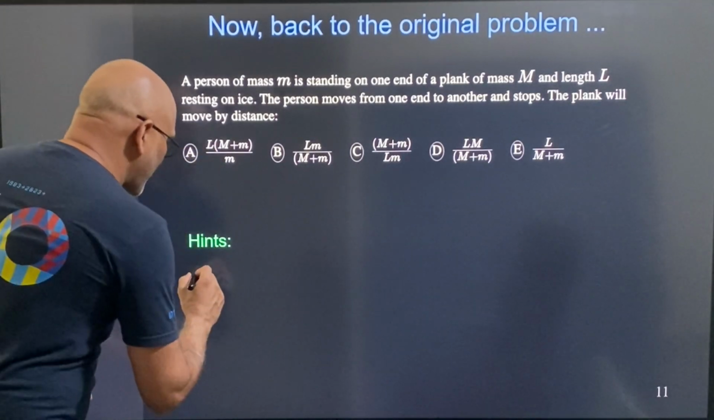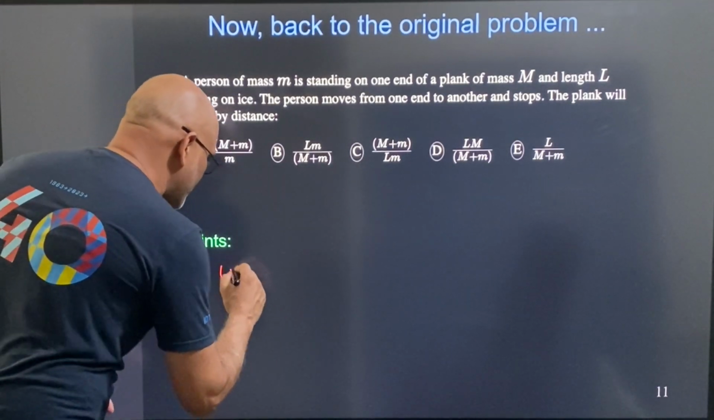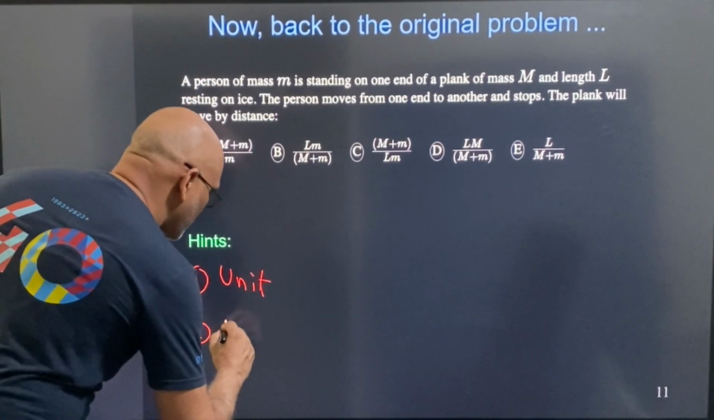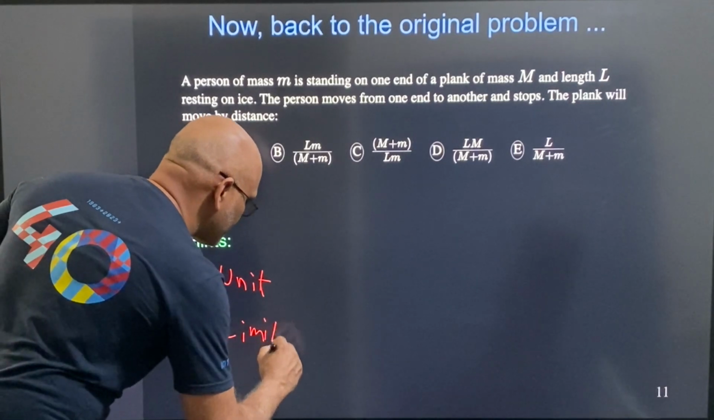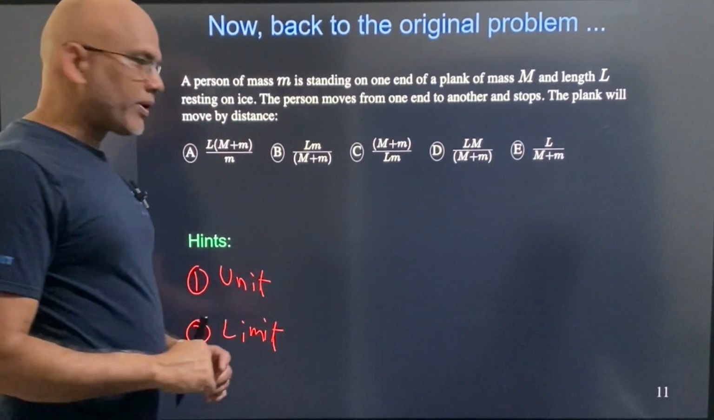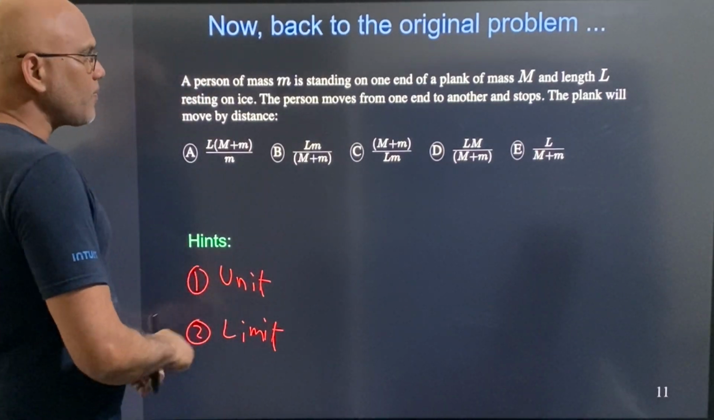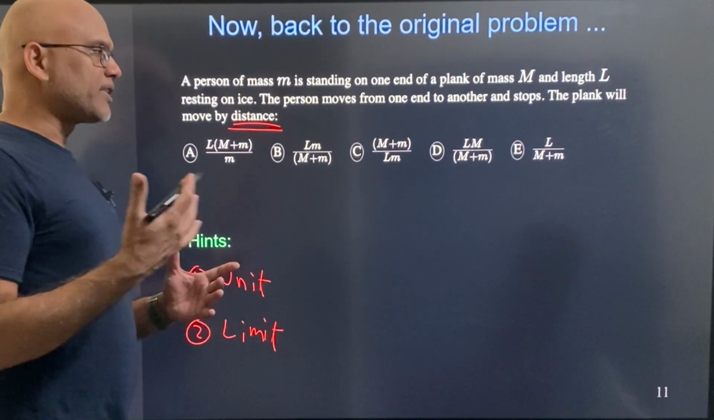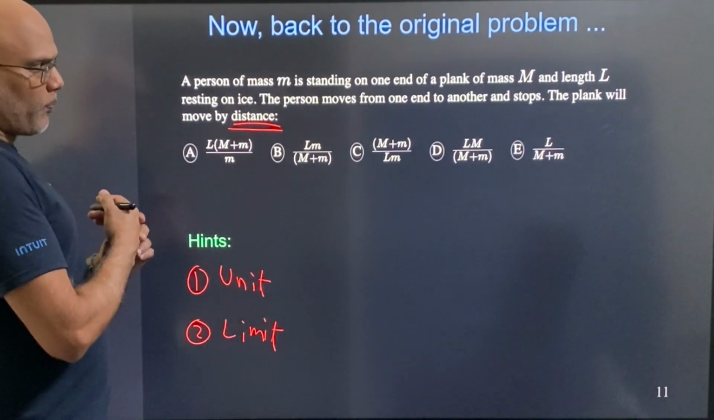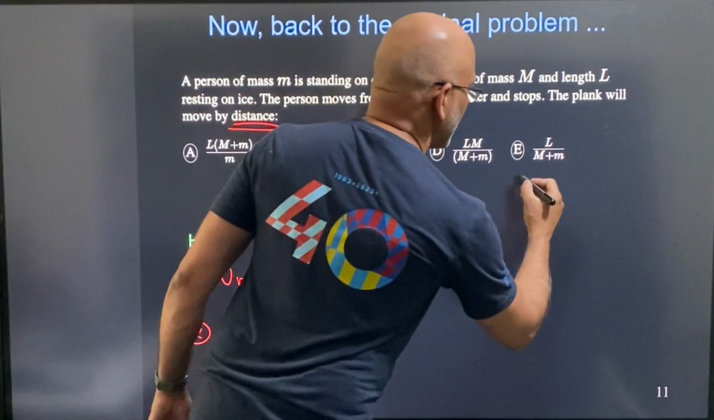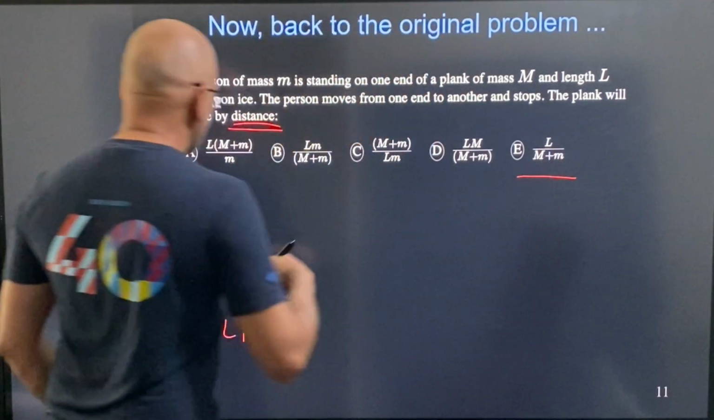So I had given you two hints. One was to look at the unit, and second was to think about the limit, right? When the mass goes to 0. So let's first take a look at the unit. So we are looking for distance. So distance should be in meter, kilometer, things like that, right? So taking a glance at the choices, let me first take a look at this one. Actually, let's look at everything, right?